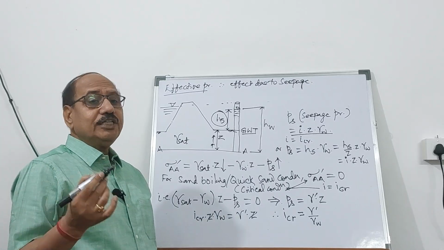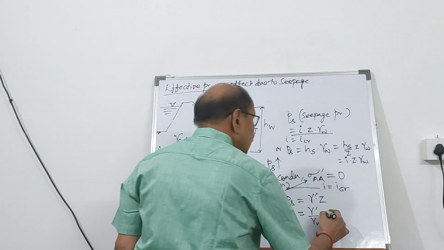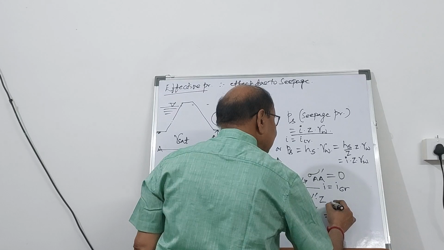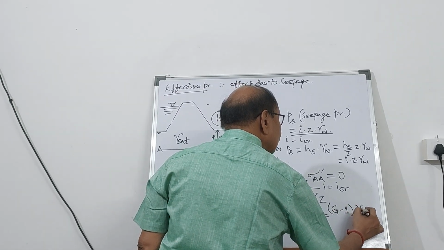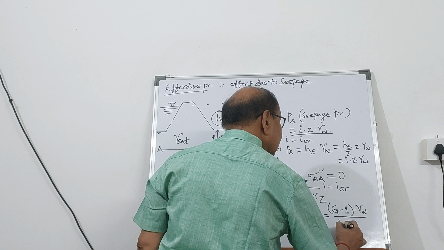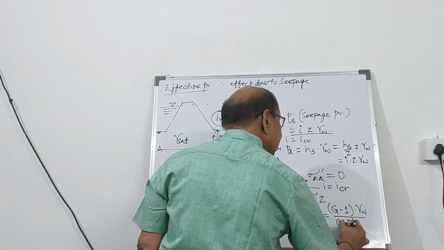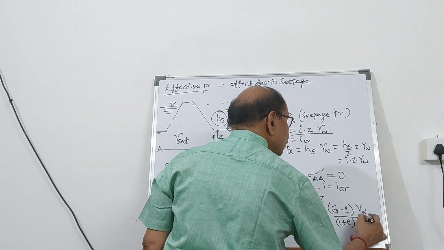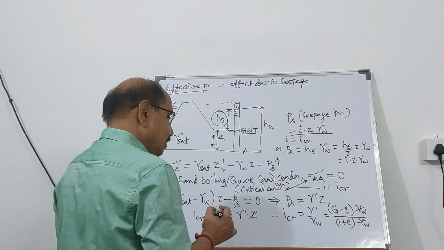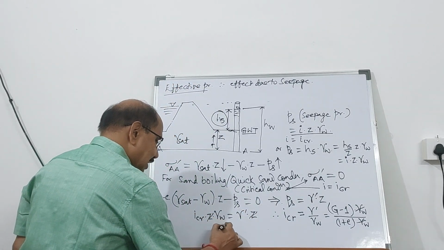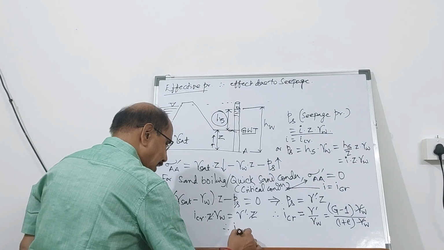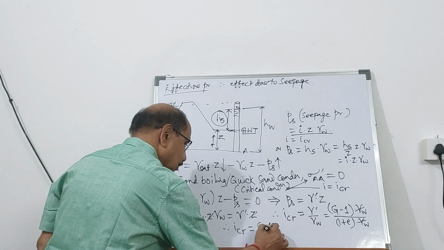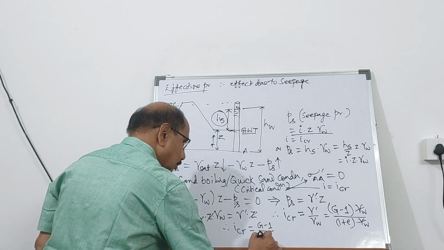Now, the submerged unit weight is given, in terms of G, specific gravity, as (G minus 1) into gamma W divided by (1 plus e), and this gamma W and gamma W will get cancelled. Therefore, we can say that the critical hydraulic gradient must be equal to (G minus 1) divided by (1 plus e).